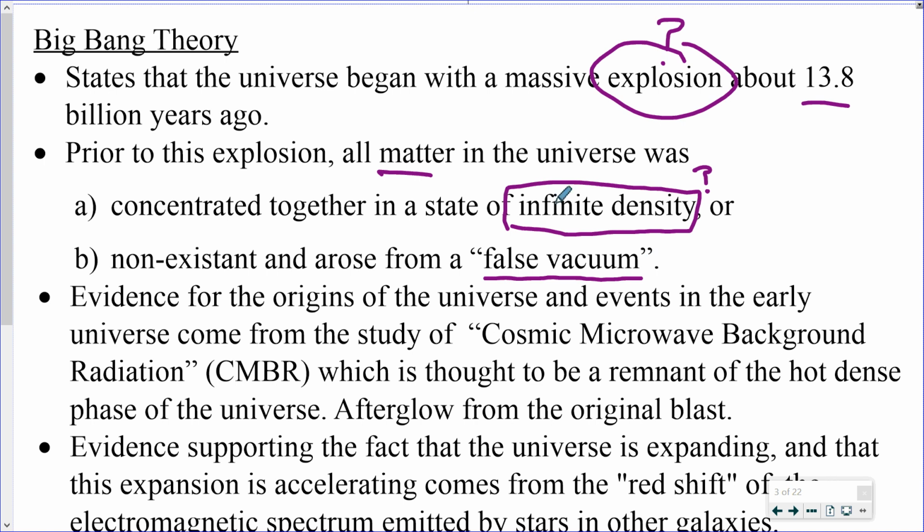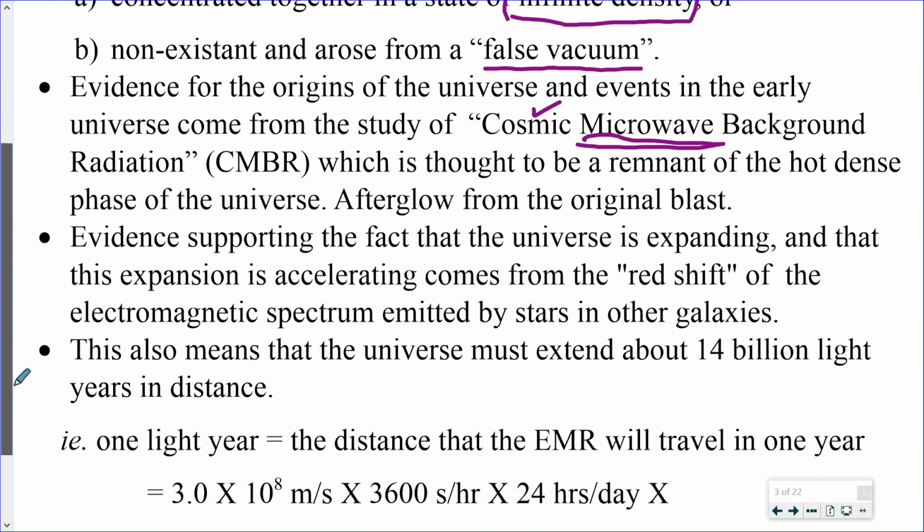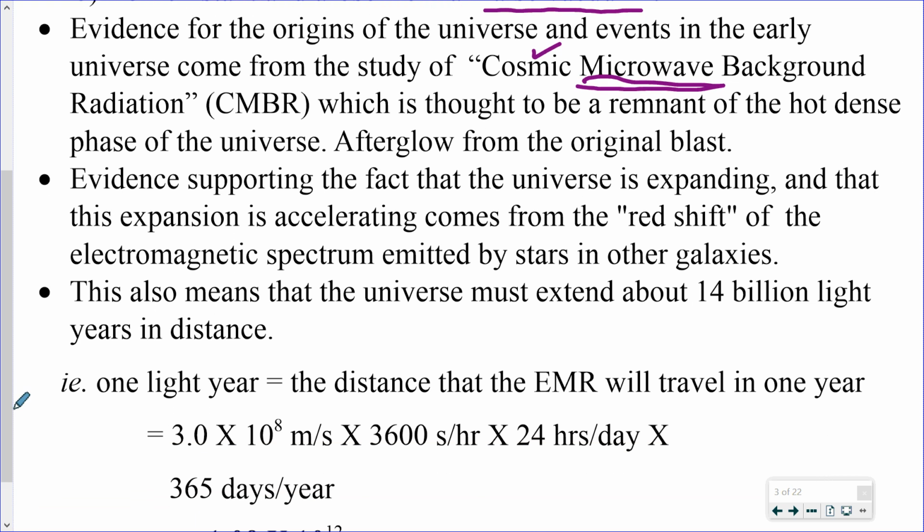How do we determine the actual age that it is? Somewhere around 13.8 billion years ago? Well, what they do take a look at is the portion of the electromagnetic spectrum which is the microwave portion. Take a look at those cosmic rays. They're coming from the universe from very, very long ago. And the sort of afterglow that they talk about from the original blast does allow them to determine the approximate age of the universe.